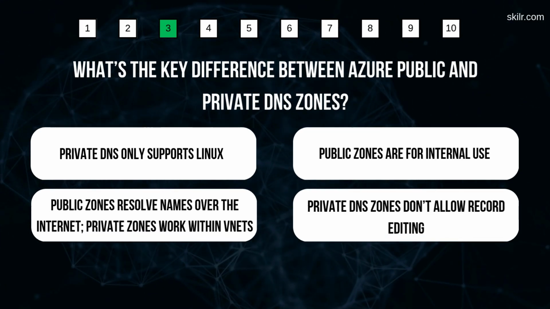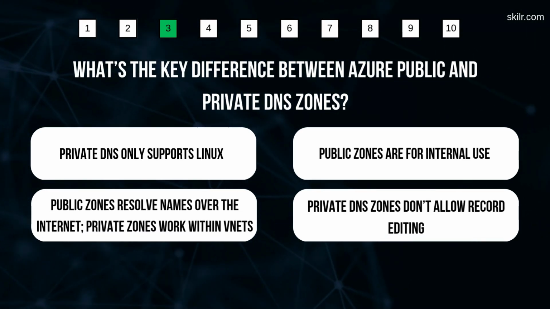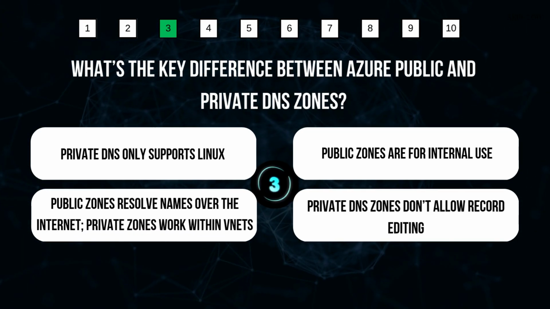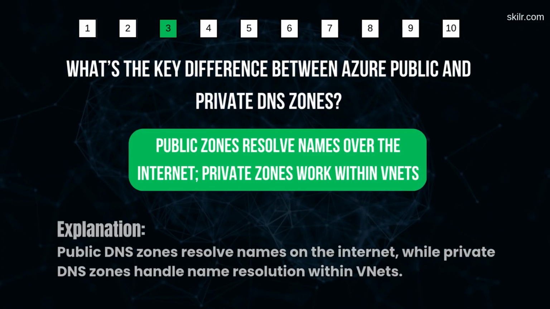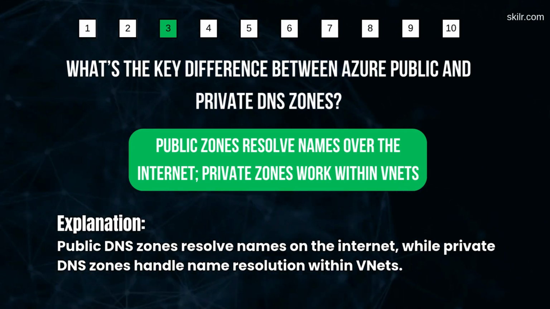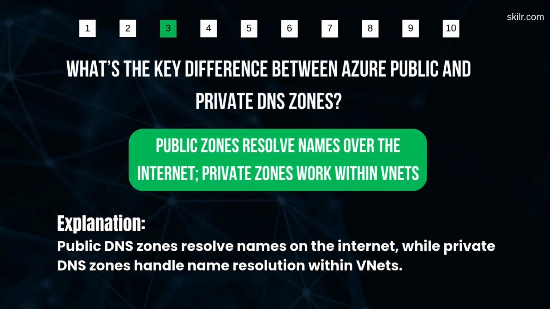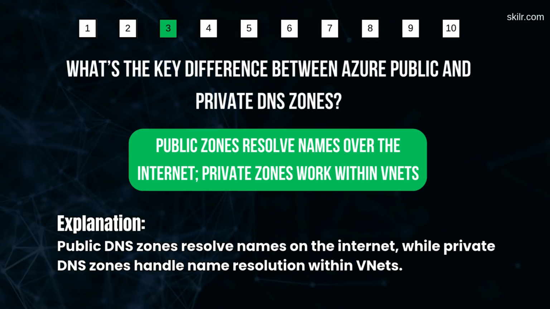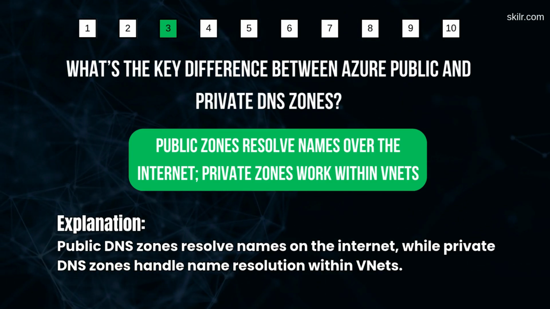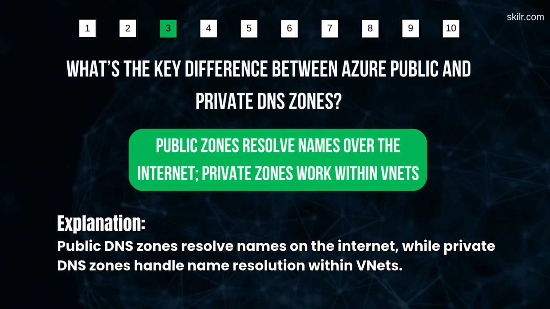Question 3. What's the key difference between Azure public and private DNS zones? The correct answer is public zones resolve names over the internet. Private zones work within VNets. Public DNS zones resolve names on the internet, while private DNS zones handle name resolution within VNets.